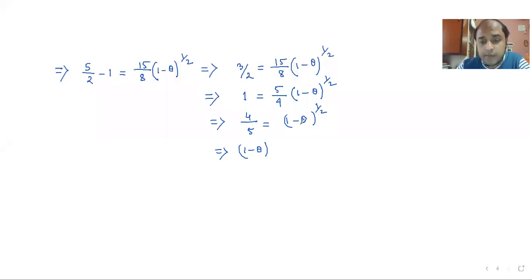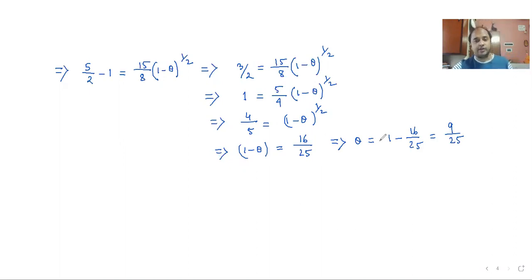So that will become 1 minus theta on the left hand side. I'm just reversing the equality, so I'm writing the right hand side first and then left hand side. So you just rotate it. Okay. So we get 16 by 25, and from there we can calculate theta to be 1 minus 16 by 25, which is 9 by 25. And 9 by 25 is a number obviously which is lying between 0 and 1. Okay, so this solves the problem.